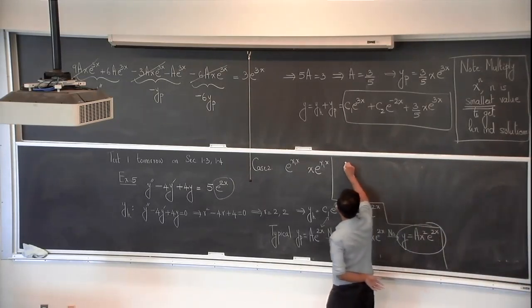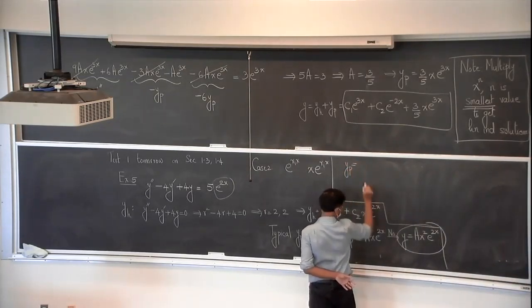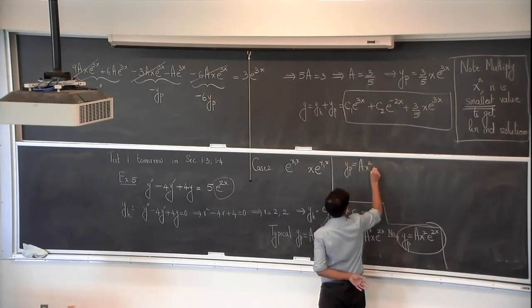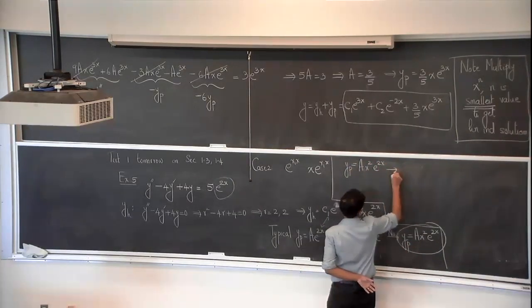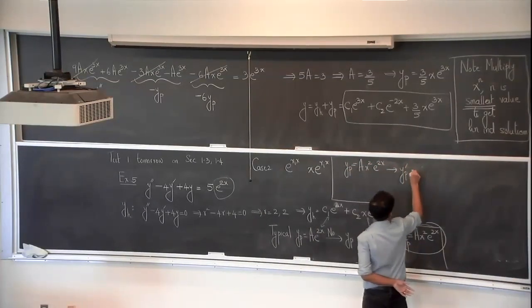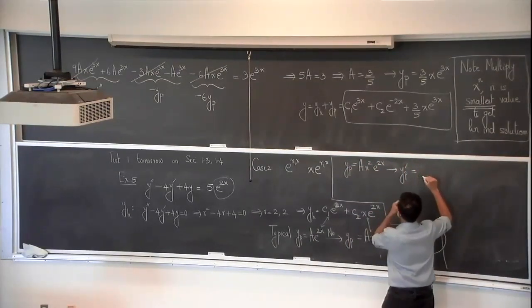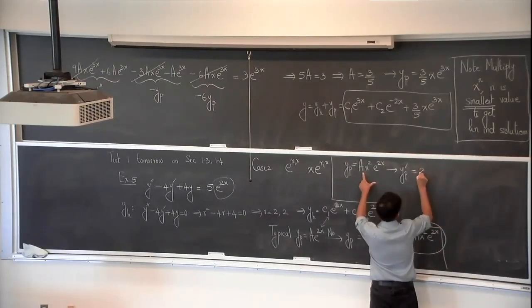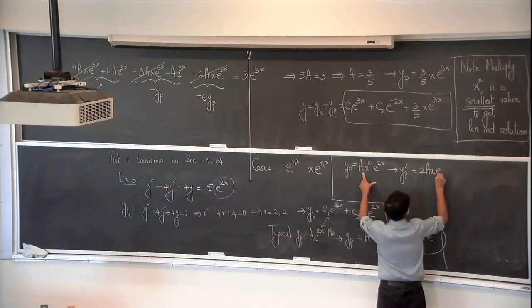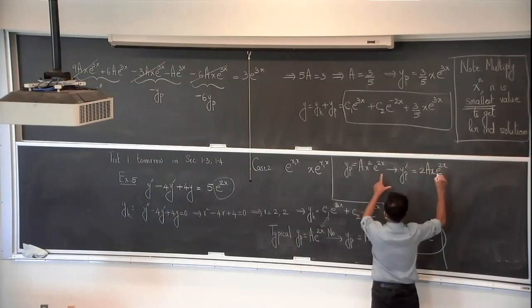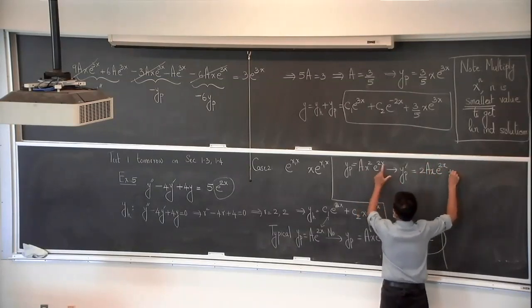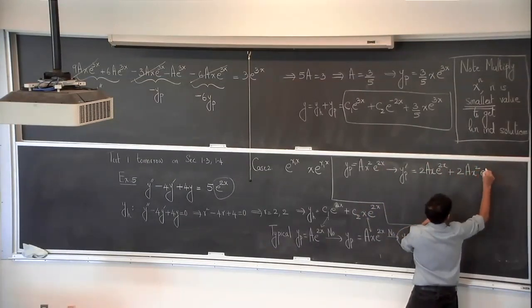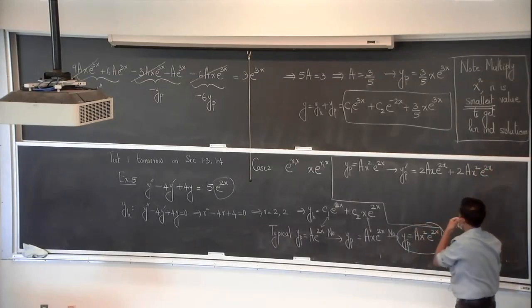All right, so yp is a x square e to the 2x. So yp prime is going to be, derivative of x squared is 2x, okay, so it's going to be 2x e to the 2x plus 2x square e to the 2x.